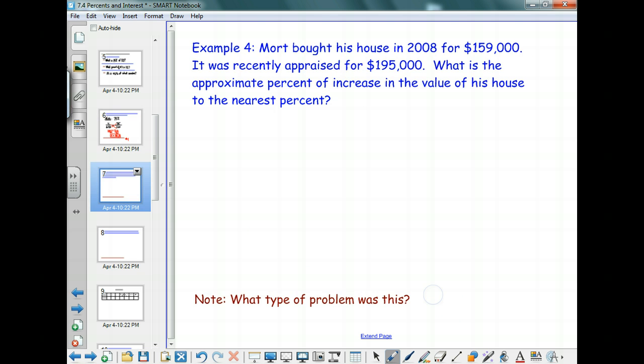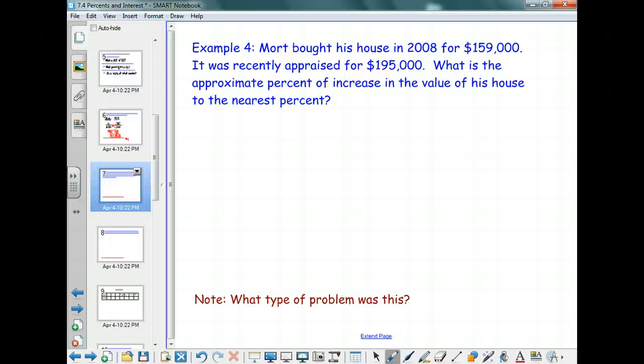Okay, let's look at another one. Next one. Mort bought his home in 2008 for $159,000. It was recently appraised for $195,000. What is the approximate percent of increase in the value of his house to the nearest percent?